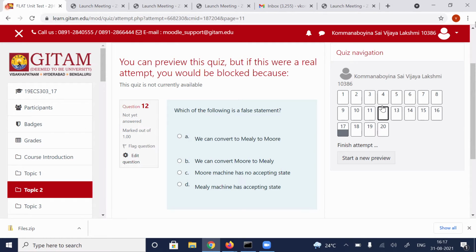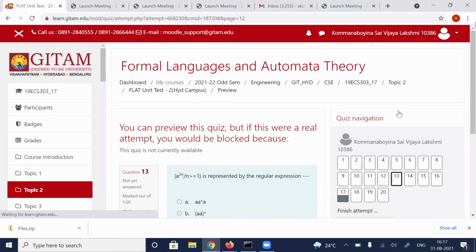Nalini, are you there? Okay, now can we convert Moore to Mealy? Yes. Next, Moore machine has no accepting state. Is it true or false? Both Moore and Mealy machines don't have any accepting state. So no accepting state is true. Mealy machine has accepting state, this is false. This is simply based on the output. It is not at all bothering about accepting or rejecting. It's simply output based. So option D is the right answer.